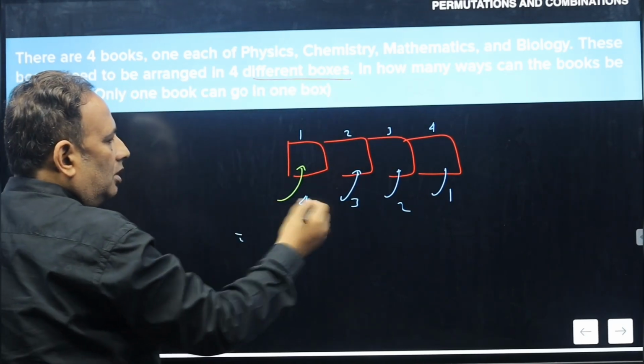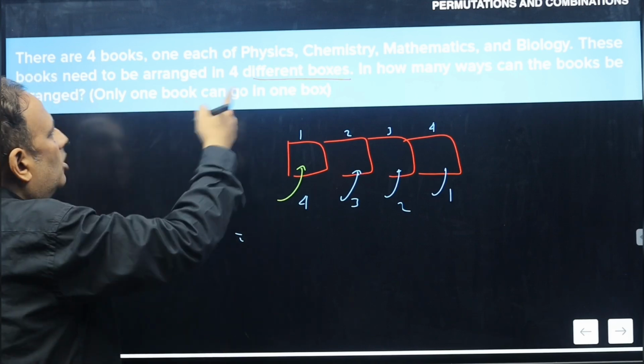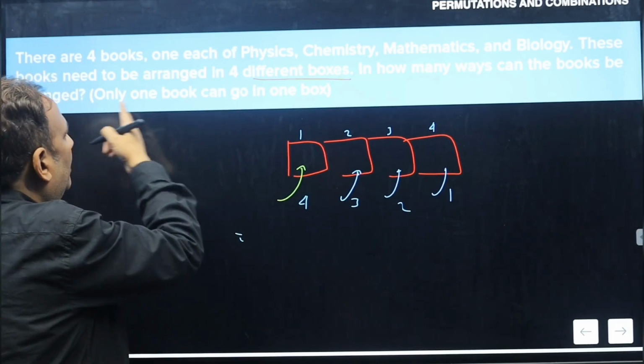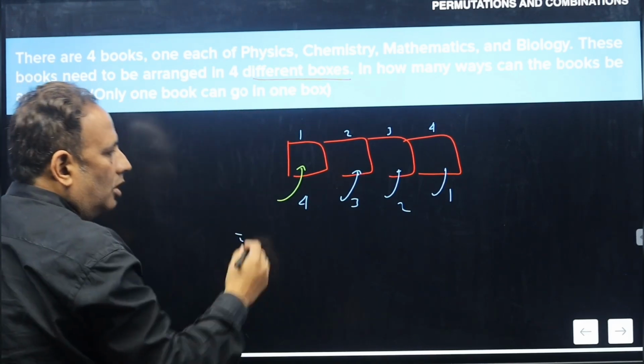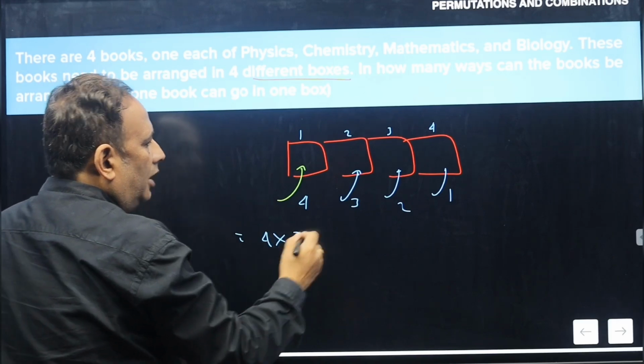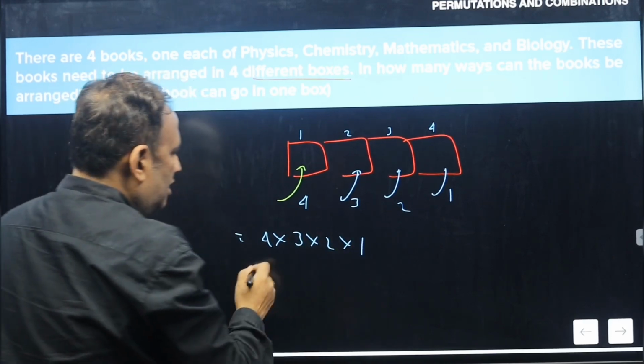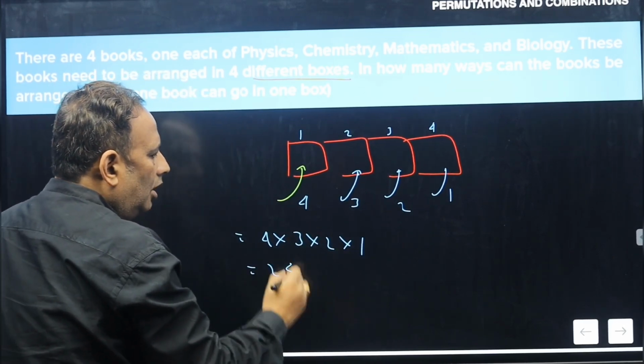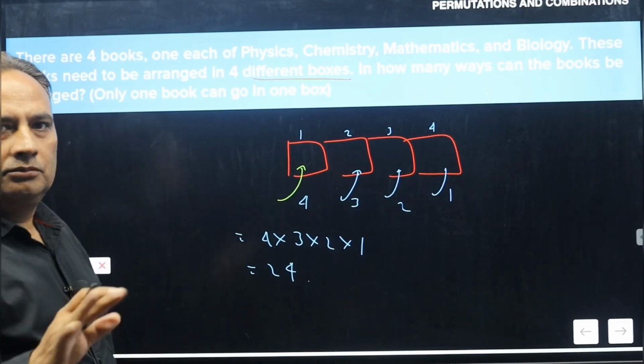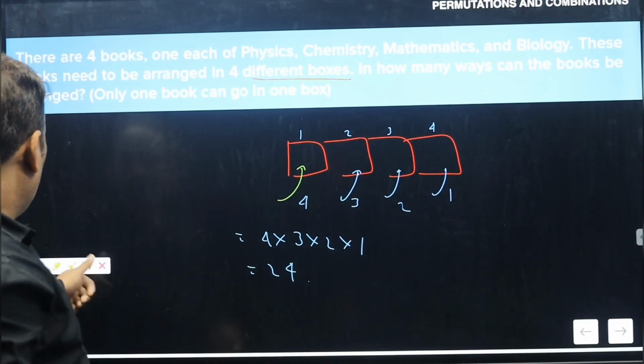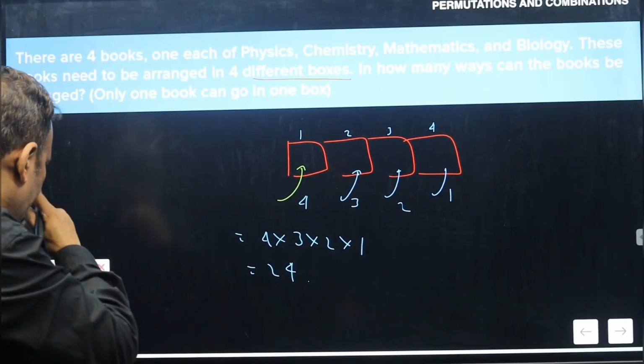So we can't put all four books in one, because one box contains one book only. Only one book can go in one box. So how many ways? 4 into 3 into 2 into 1 ways, and that is 24. Hope it is clear. Let's take some other problem.